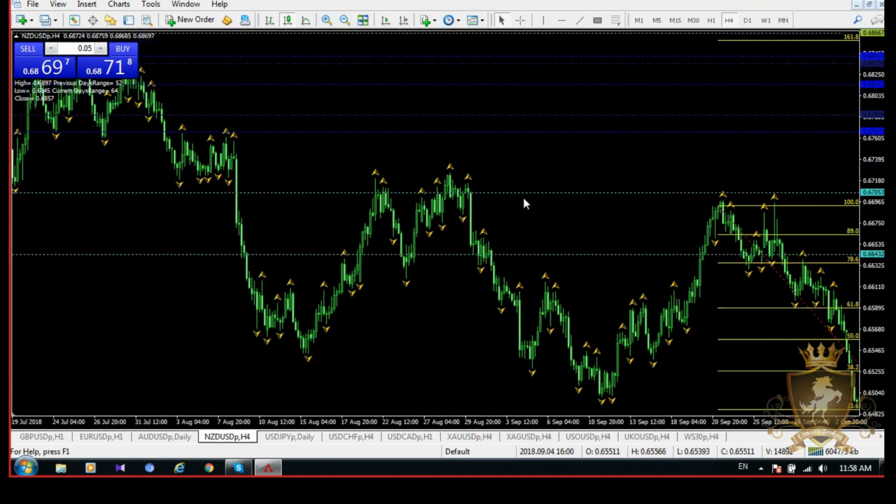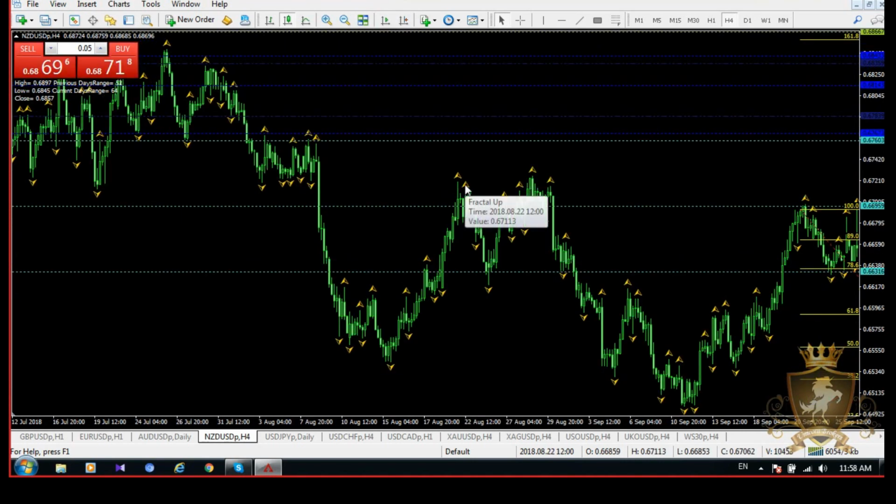Like in this trend, it has finished a few millimeters higher than this one. And here at the bottom, it has finished higher than this. So the trend is uptrend. So some things may confuse you, so you have to be aware.